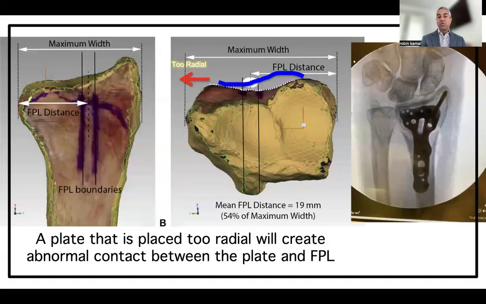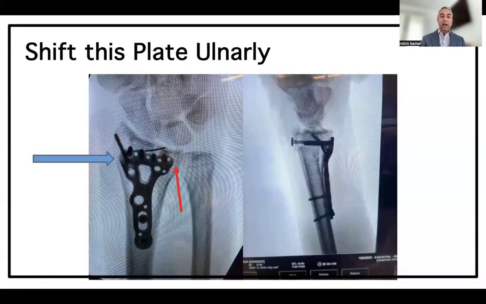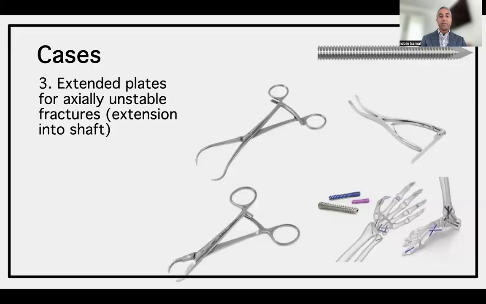And if you place them too radially, they become too prominent and can cause irritation in the flexor tendon. And so on the right is the example of placing the plate appropriately ulnarly. But here's an example of one of my cases where I placed this plate too radially, and it makes it at risk for irritating the flexor tendons. And so that plate should be shifted more ulnarly to cover the intermediate column and the volar lunate facet.